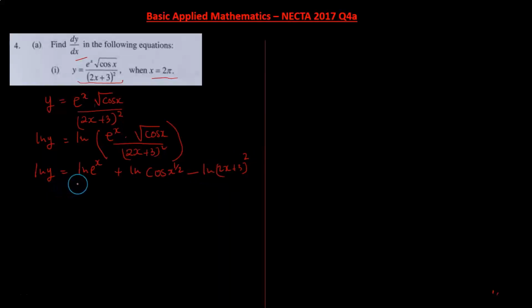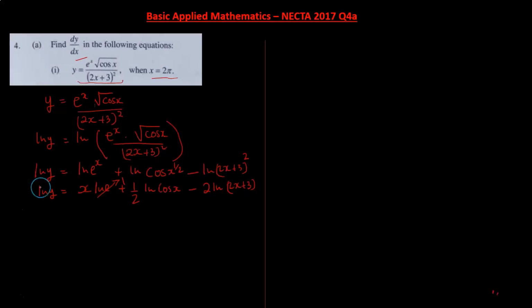Right, so now we can tidy up and remove the powers, the indices. So ln y is going to be equal to x ln e plus a half ln cos x minus, bring the 2 over, so that's going to be 2 ln (2x + 3). Okay, ln e will go to 1, and now we have the rest.